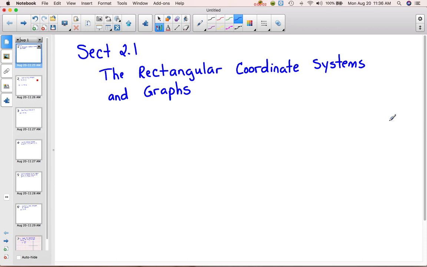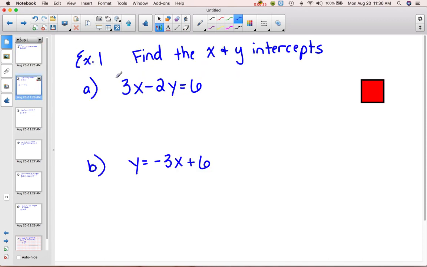All right, Chapter 2 deals with equations and inequalities. Section 2.1, we're going to be talking about the rectangular coordinate systems and graphs. I am not going to go into specific details on how to graph in our rectangular coordinate system. Some of it's pretty basic, but if you need to refer to your textbook, you'd want to look at Section 2.1 for additional information.